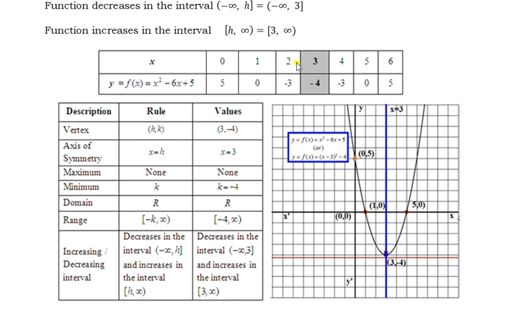Then 2, minus 3. The point 2, minus 3 is not plotted here. We have 3, minus 4. Then I have plotted 5 comma 0. This is 5 comma 0. Okay. So with this I am forming the graph. So this is the graph.